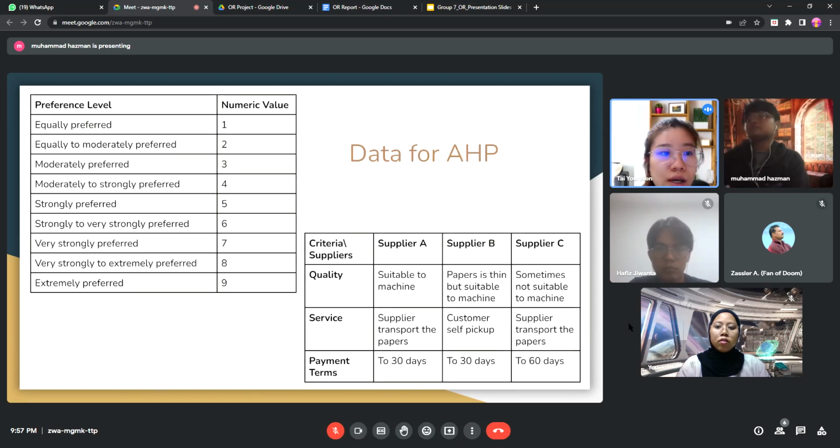So the first table is the preference level for each criterion based on the numeric value. Based on the conversation with the shop owner, the quality, service, and payment terms are the uncertainties that we could not count. So these are the criteria that we include in AHP to be ranked by the decision maker. Next.